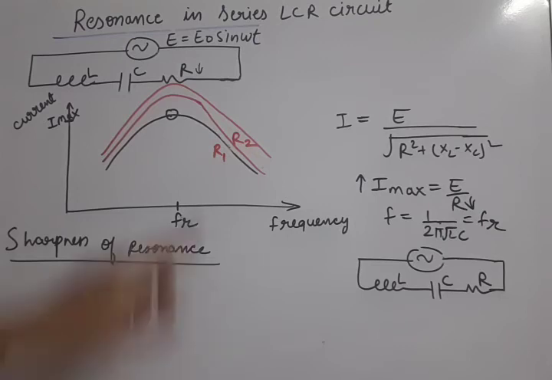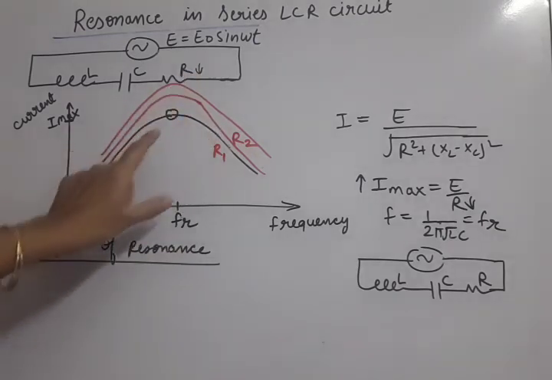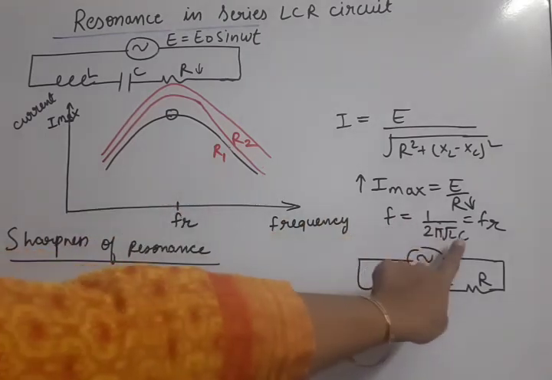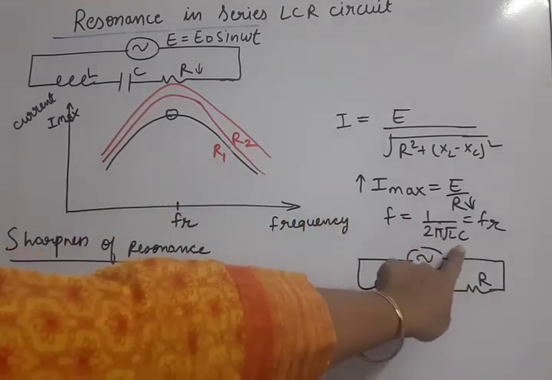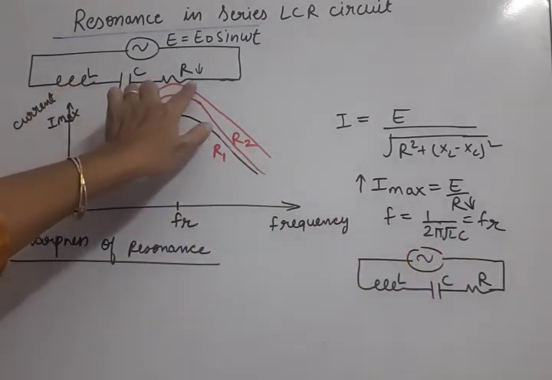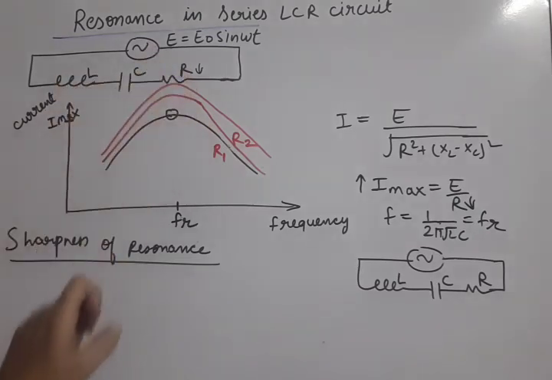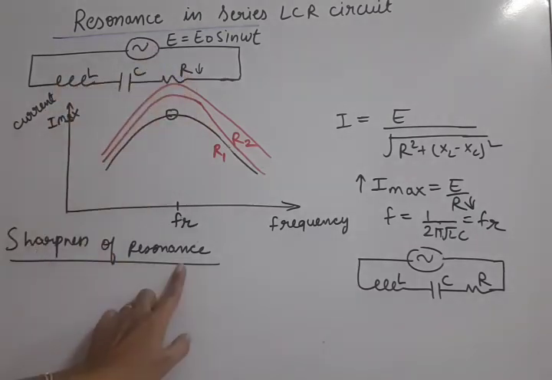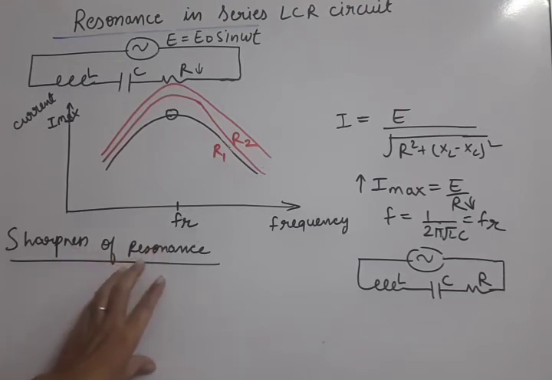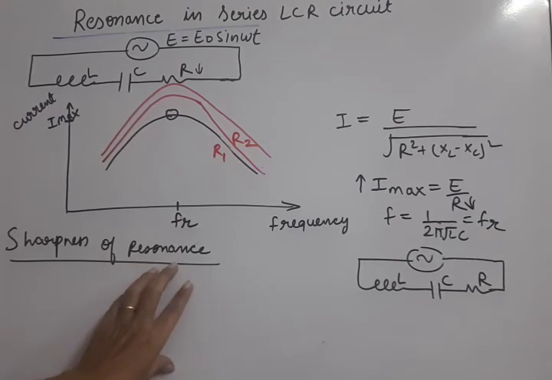Now on changing R, will the resonating frequency change? No. Resonating frequency only depends upon L and C values. We are not disturbing the L and C values. We are only decreasing the resistance so that the maximum current increases. So this is called sharpness of resonance. How can we make the graph further sharp? That is called sharpness of resonance. So we will write here that by decreasing resistance, we can increase the maximum current.